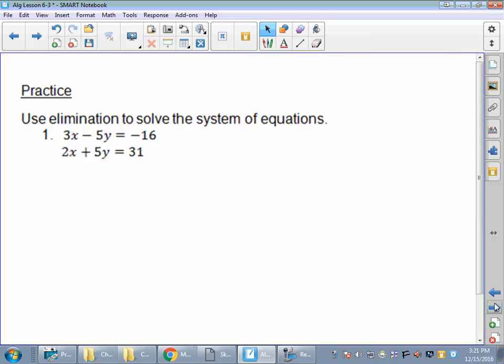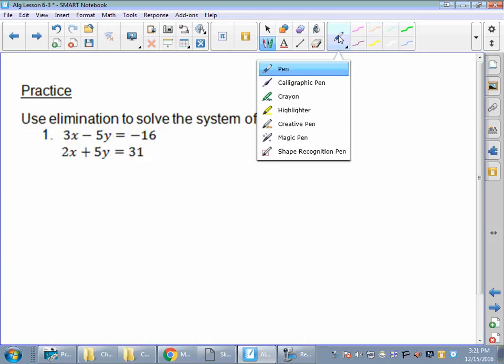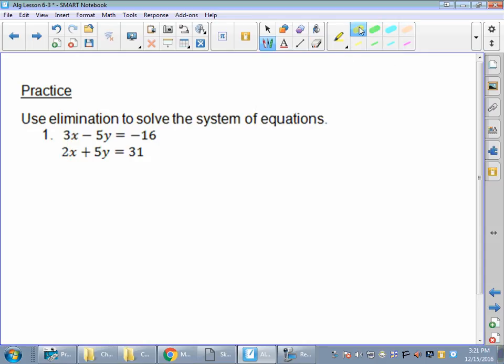Use elimination to solve the system of equations. So when I look at the coefficients of my x terms, does everybody see a 3 and a 2? The coefficient is the number that's out in front. Do those two numbers match? Obviously not. Look at the coefficients of your y's. What do we have for coefficients of y terms? A 5 and a 5. Matching coefficients. Do those coefficients have opposite signs? A plus and a minus, right? So we've got opposite signs.